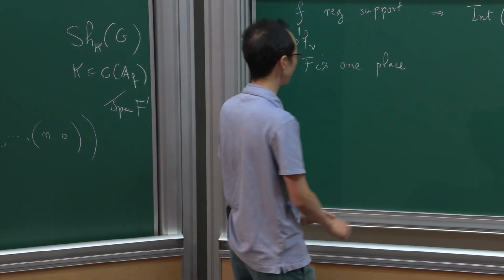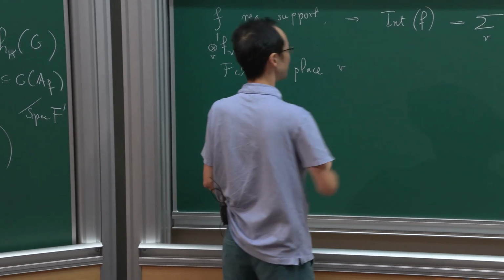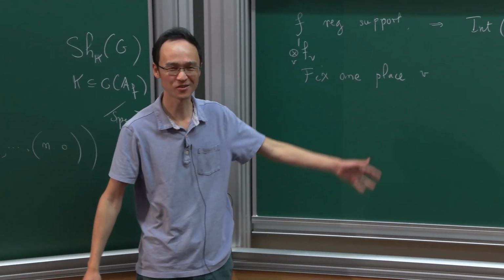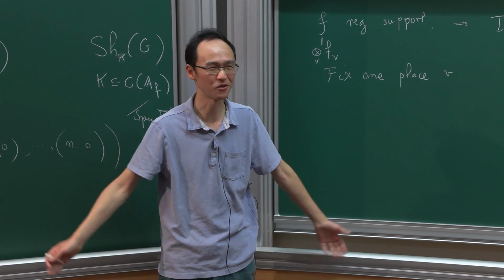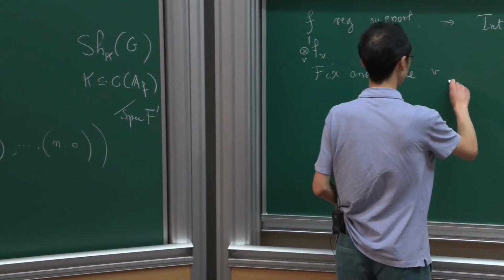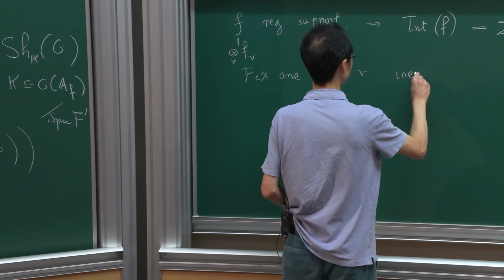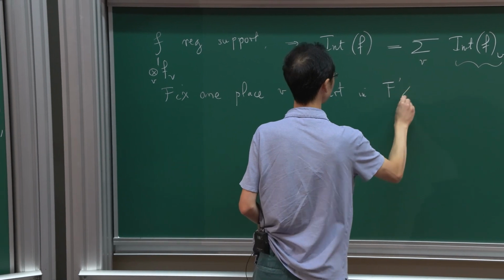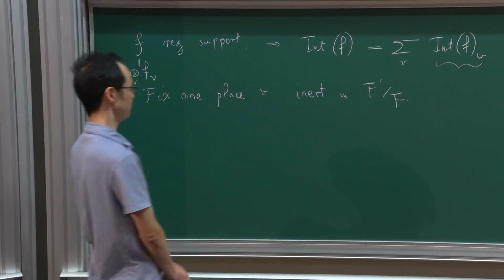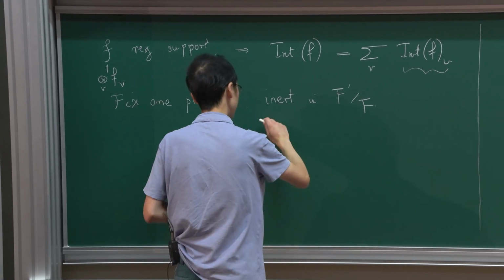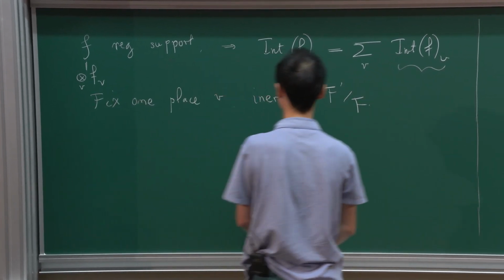So now let's fix one place. What happens is actually the split places are not interesting in the sense that the intersection seems to be trivial always. So let's just focus on the inert place. This extension F prime over F. All right, so well, maybe there's also the ramified case, right?